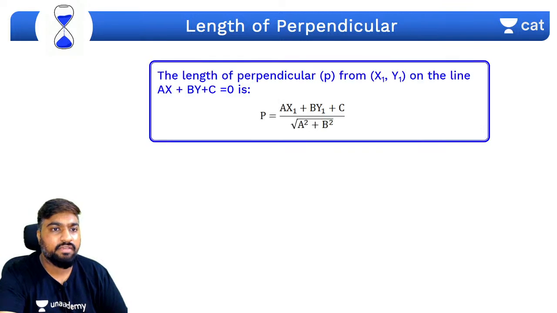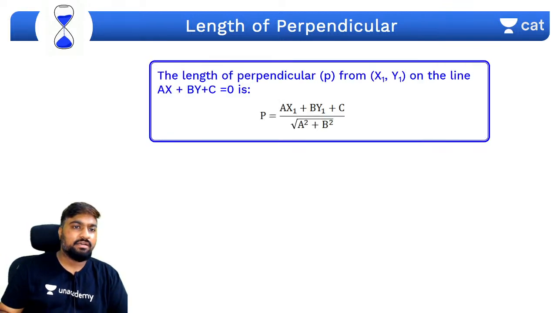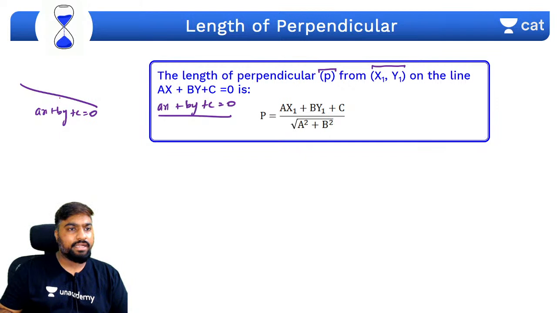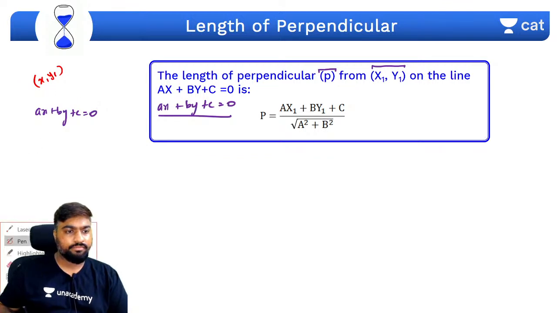Chalo, let's go for length of a given perpendicular, right? So if there is a line P which is perpendicular, from a given point x1 y1, to the line ax plus by plus c equal to 0. So this is ax plus by plus c equal to 0, this is the line. There is a point x1 y1, and if I were to draw a perpendicular, yes, sorry, it's not on the line, sorry.